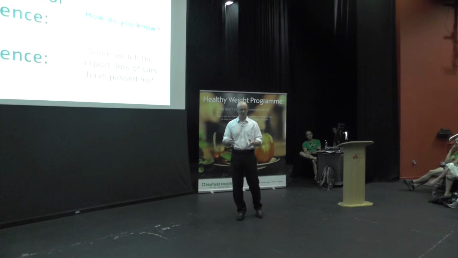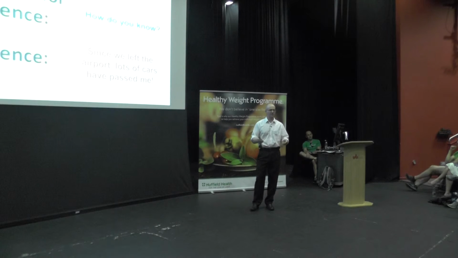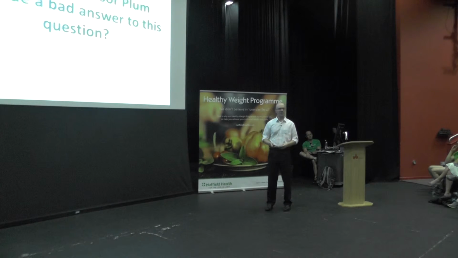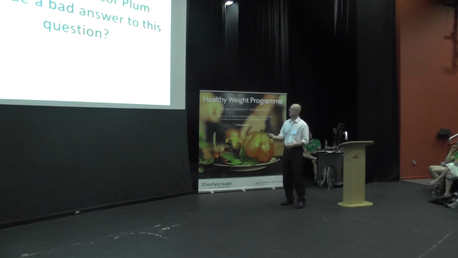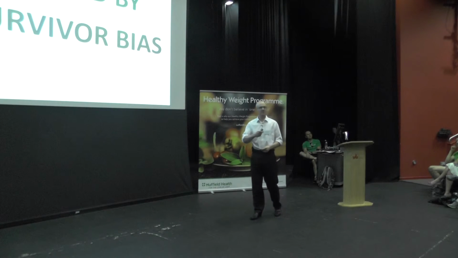If you're travelling at one speed and cars are passing you, and you think everyone else is going faster than you, that's rubbish, because there's a load of cars behind you that aren't going very fast at all. So, again, it's quite a bad answer to the question. Why was this? This is what we call survivor bias. We only see the things that survive.